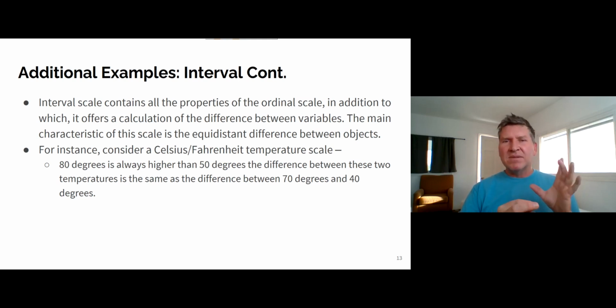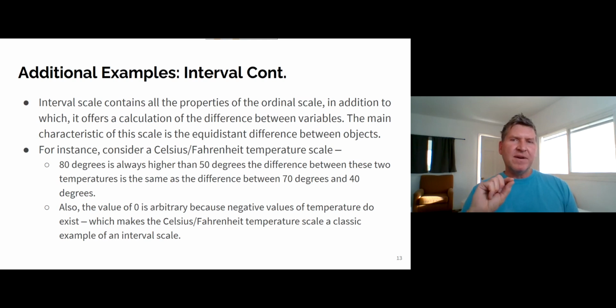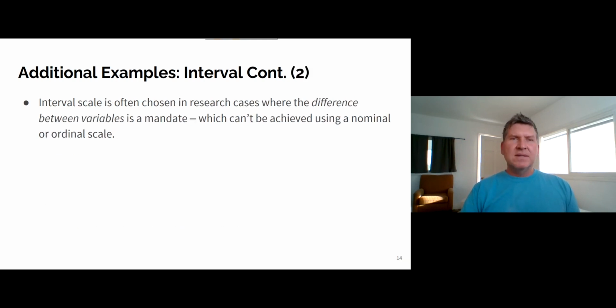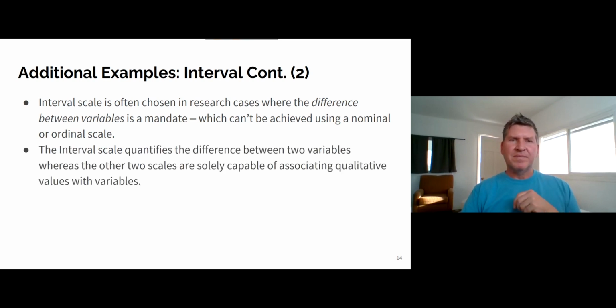So that allows us to see that the interval, in other words, we have 2 points, we can do addition and subtraction between them. But one thing we can't do is multiplication and division. Remember, in Celsius and Fahrenheit, 0 is arbitrary because you could have negative values, so there's no absolute 0. So we use interval scale when the difference between the variables is important, which we can't do with the less sophisticated scales of nominal and ordinal.